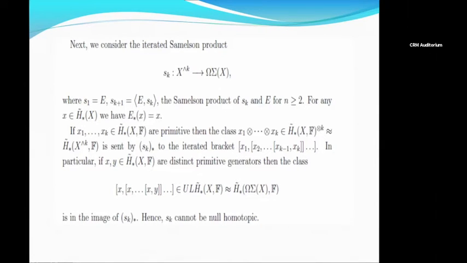In particular, if X and Y from the reduced homology are distinct primitive generators, then the class defined by using the structure is not zero. Hence, we can say that SK cannot be null homotopic. And that is the key observation, which we are going to apply now to consider the homotopic nilpotency of a Moore space.